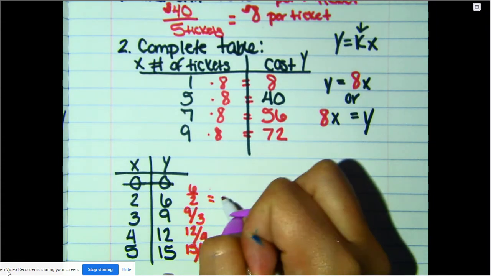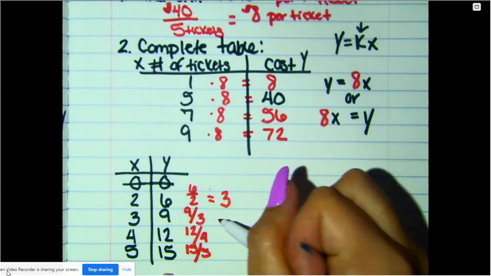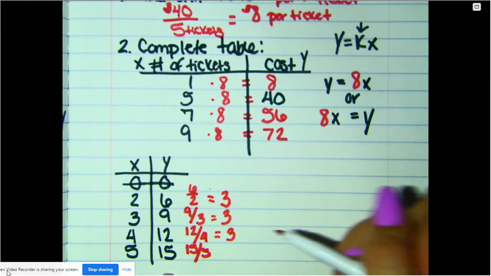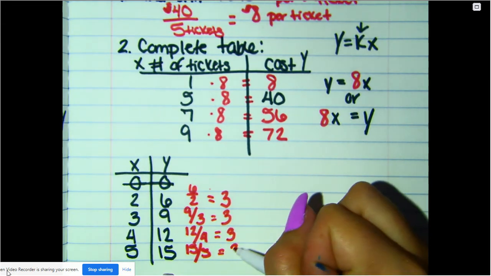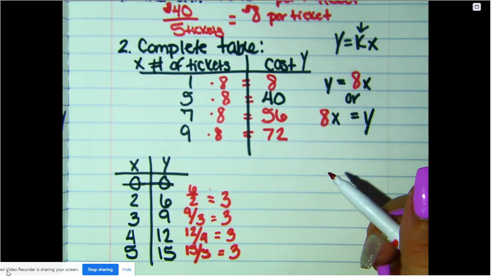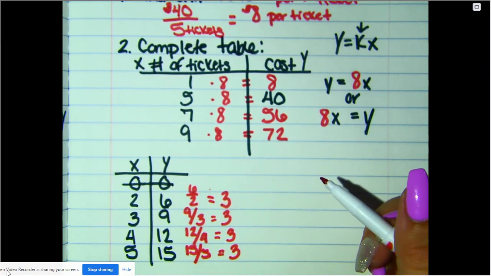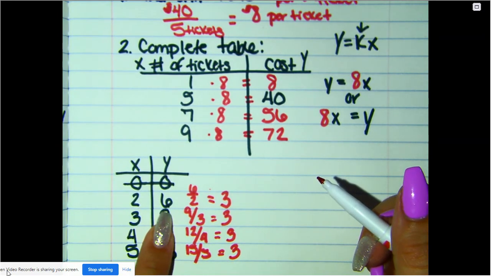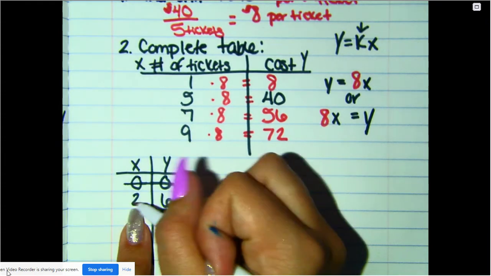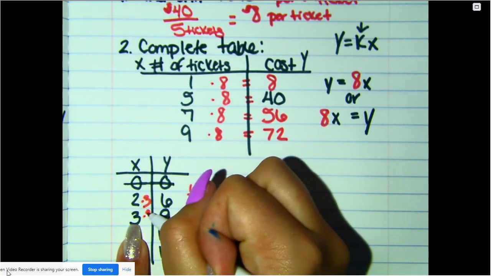6 divided by 2 is equal to 3. 9 divided by 3 is equal to 3. 12 divided by 4 is equal to 3. And 15 divided by 5 is equal to 3. So I have a constant of proportionality. I have a unit rate. Constant just means that the number is the same. And if I was to go in this direction as a table, I'm multiplying by the number that I got over here. 2 times 3 is 6. 3 times 3 is 9.